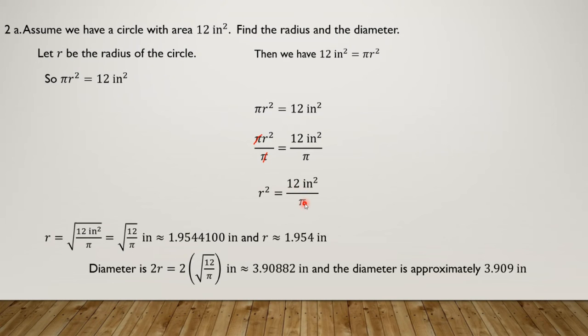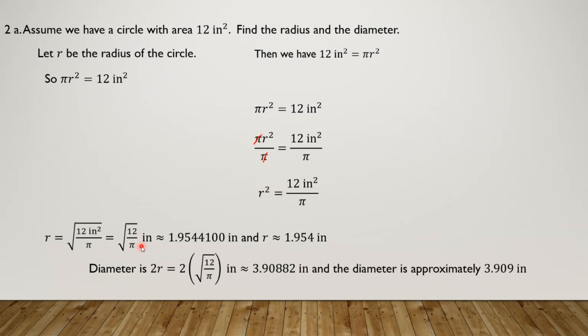We're not quite done yet though, right? We don't want r squared, we want r. But if you know r squared and you want to get r, what do you do? You take square roots. And that's what I'm doing here. So we have r is the square root, that's what this symbol is, of 12 square inches over pi. And that's the same thing as this. Square inches here, you could just bring that out because you have the square root. And so we have the square root of 12 over pi.